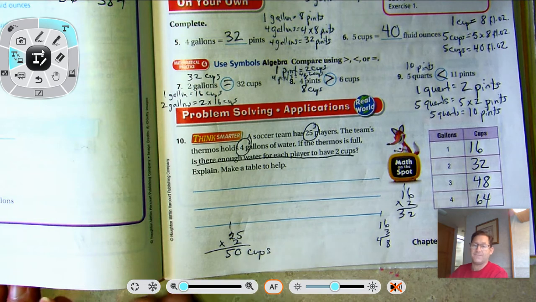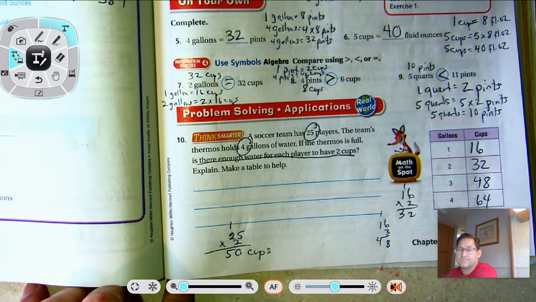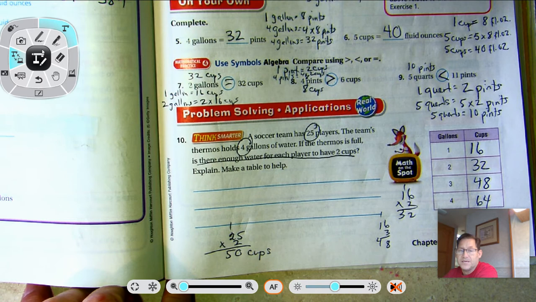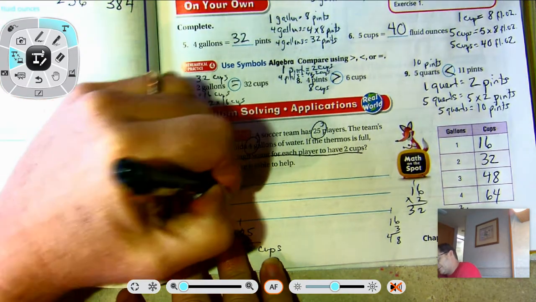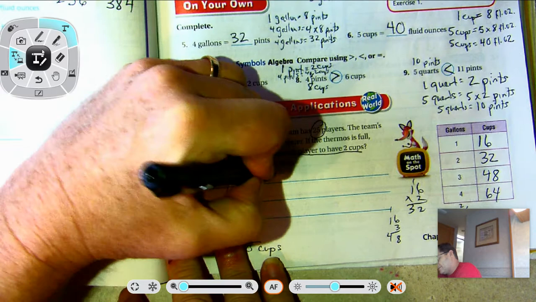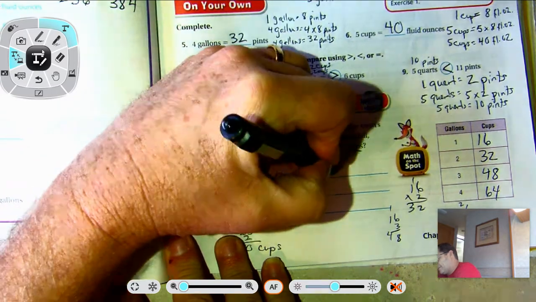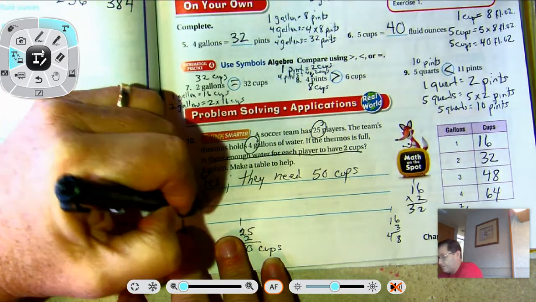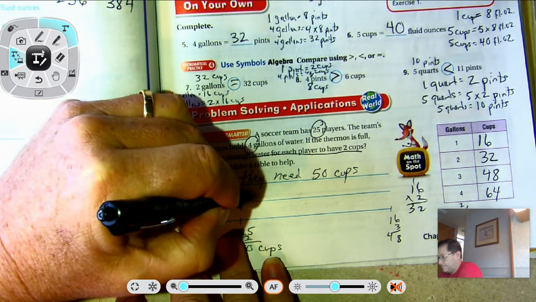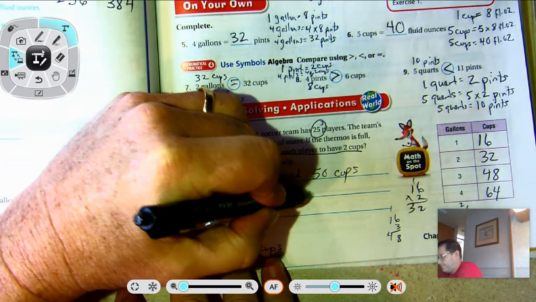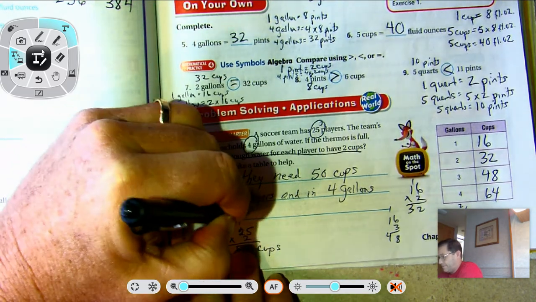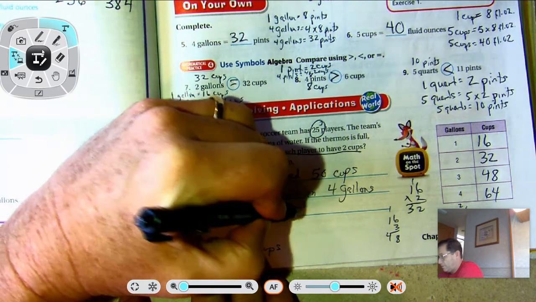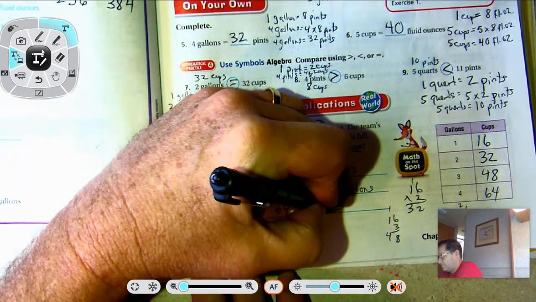Okay, so they have 4 gallons of water. Do they have enough for each player to have 2 cups? Yeah, they only need 50 cups. They have 64 cups. Yes, they need 50 cups for the players. And in 4 gallons, there are 64 cups. So they have enough.